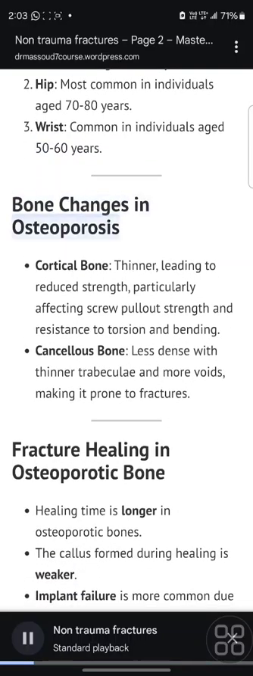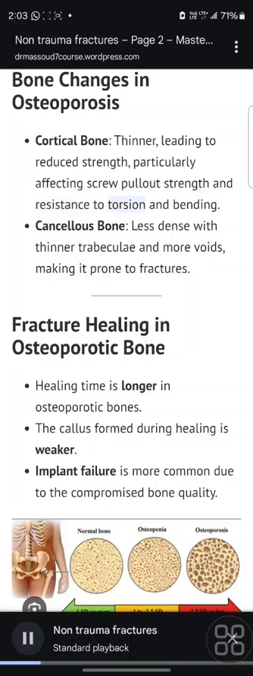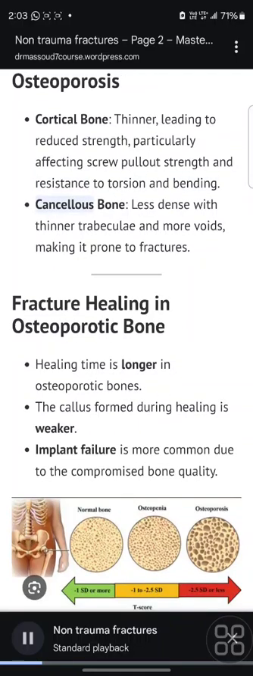Bone changes in osteoporosis. Cortical bone, thinner, leading to reduced strength, particularly affecting screw pull-out strength and resistance to torsion and bending. Cancellous bone, less dense with thinner trabeculae and more voids, making it prone to fractures.